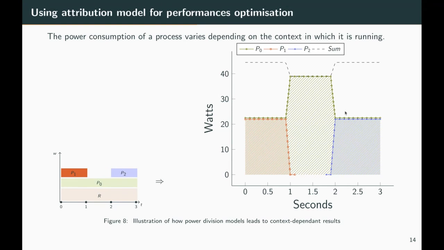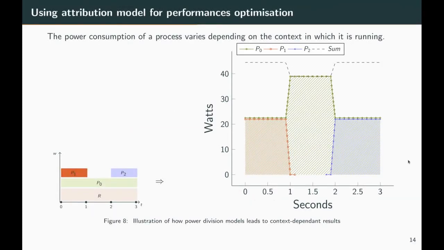So that's important to see, that we can see spikes, and that's something we can confirm with real-world experiments. We see spikes that are not linked at all to differences in the behavior of the application, but just to the change in the context.